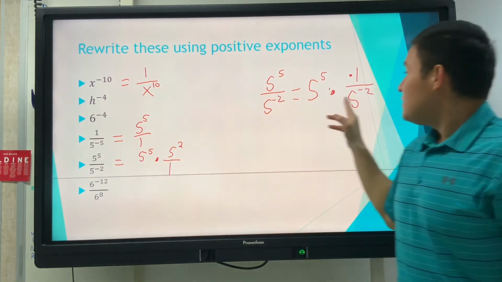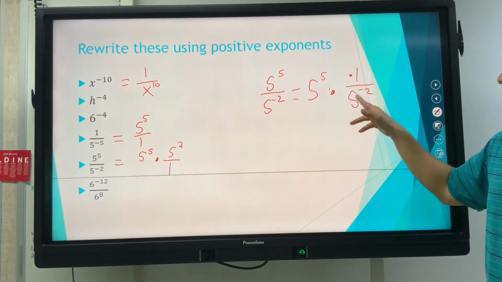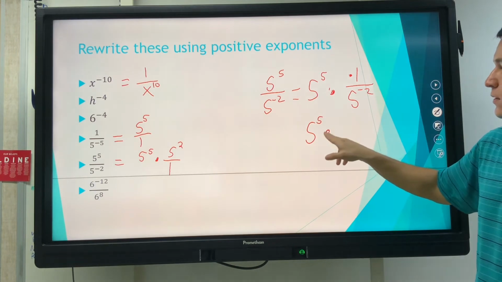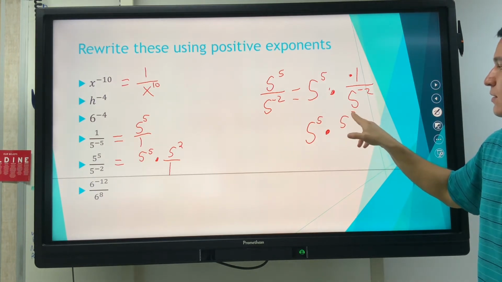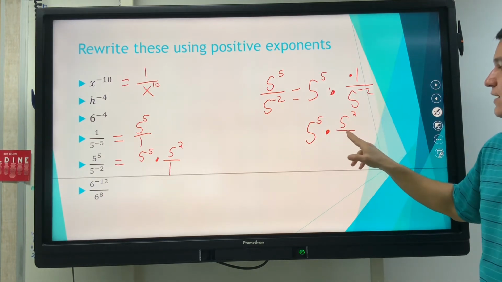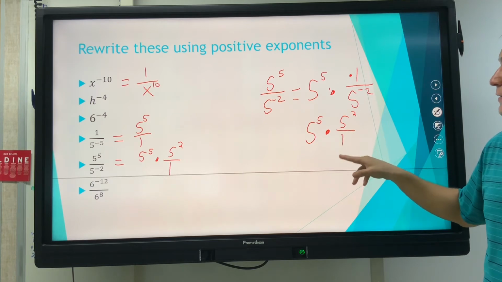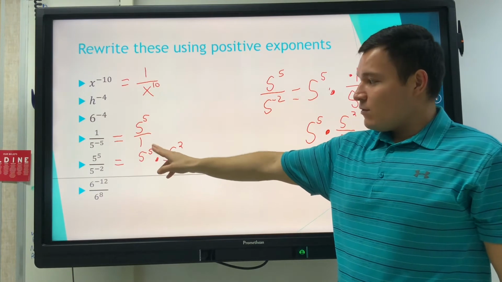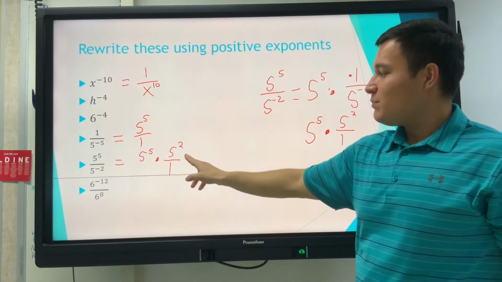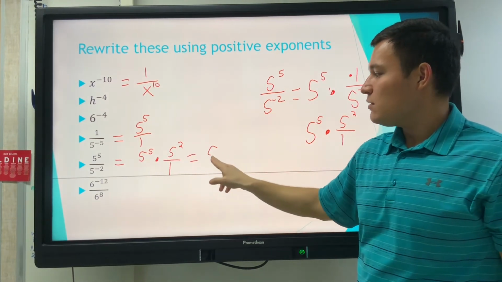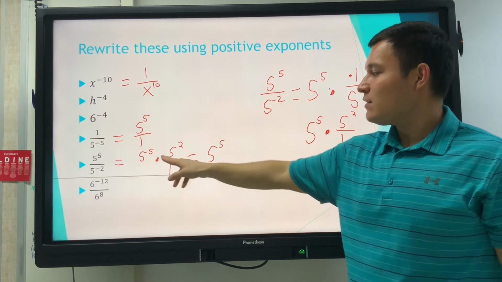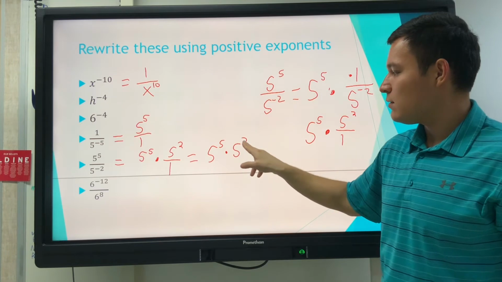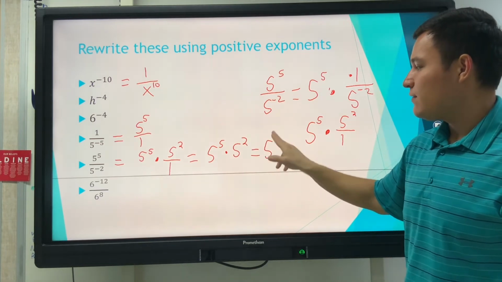Then, to get rid of the negative exponent here, we can keep this first part the same, and then you will flip 5 to the negative 2 to be 5 to the power of 2 over 1. And now that you have a 5 with the positive power and a 5 with the positive power, you can do 5 to the 5th times 5 squared, which makes 5 to the 7th power.